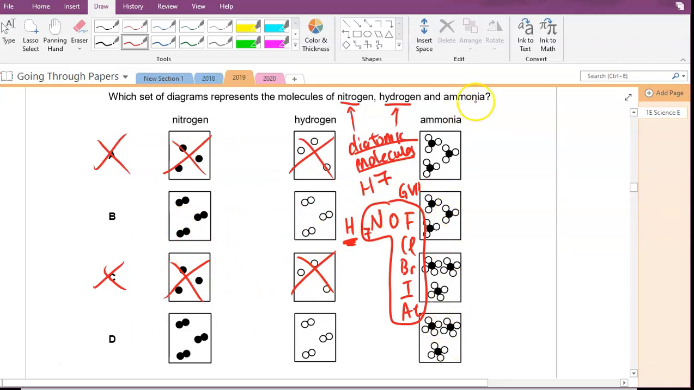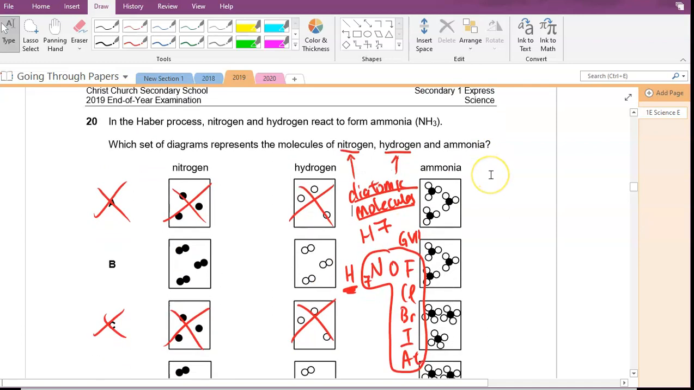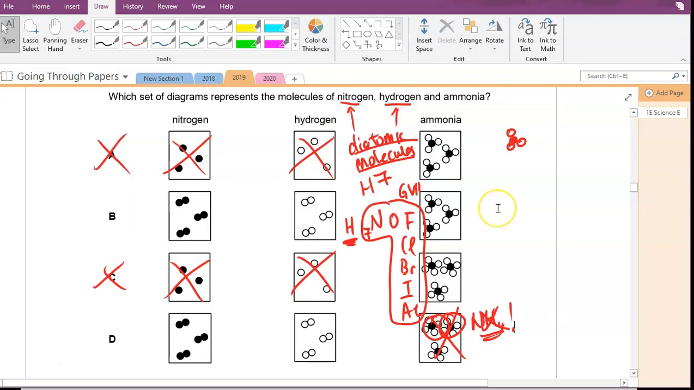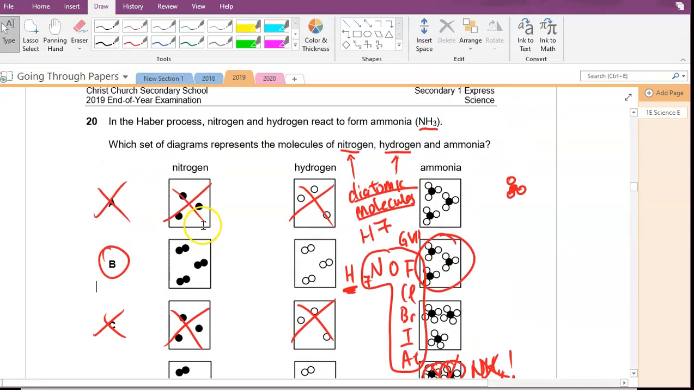So what's the correct formula over here? Ammonia is NH3, so it should be a dark circle in the middle with 3 smaller circles at the side. Therefore, you can see this one is NH4. This is not ammonia, so this is wrong. Therefore, the answer is B. That's all for the end of year chem questions, questions 11 to 20 for the chemistry section.